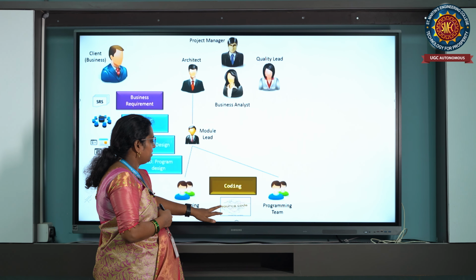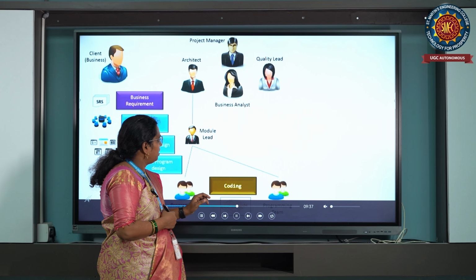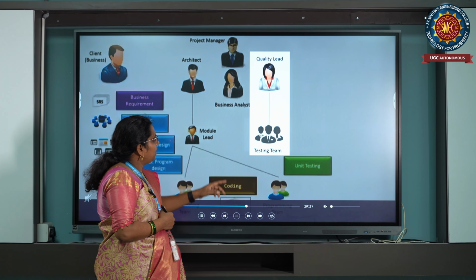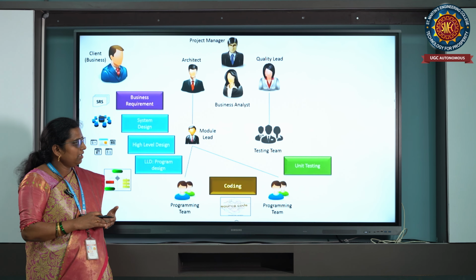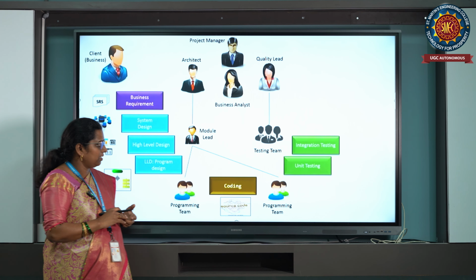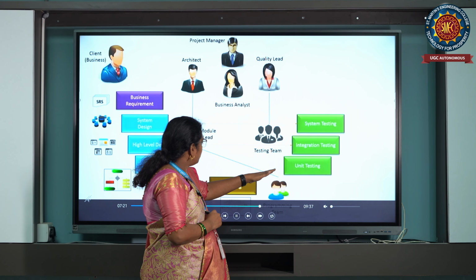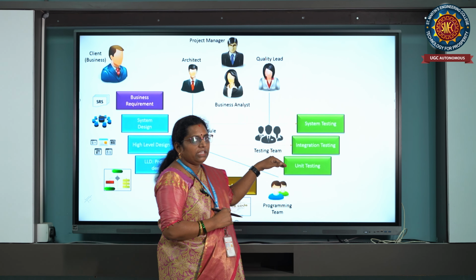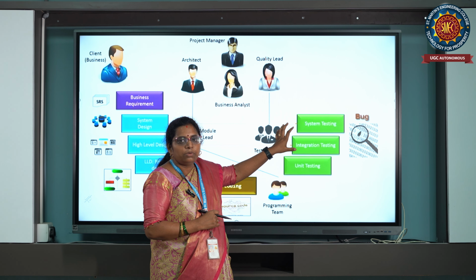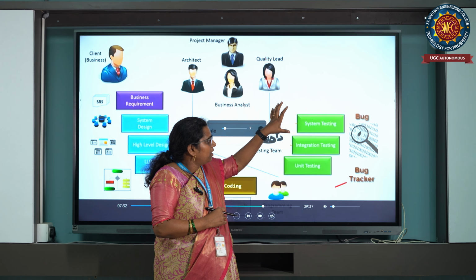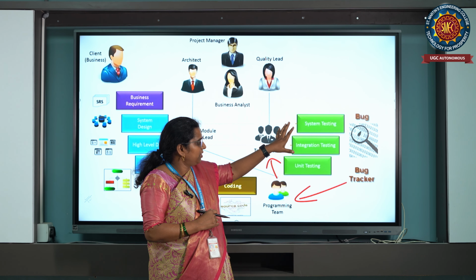Next comes the coding phase. What language you are going to use is given in the coding. Next is the testing phase. As I already told you all, there are different types of testing: unit testing, integration testing, as well as system testing. These modules are divided. They are going to do unit testing on these modules, and then they are going to combine them and do integration testing. Next, the fully combined thing is done in the system testing.